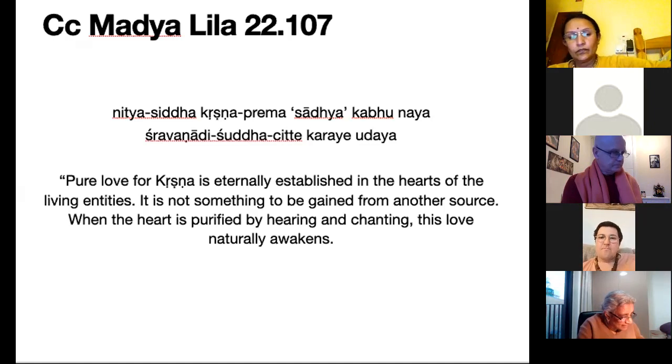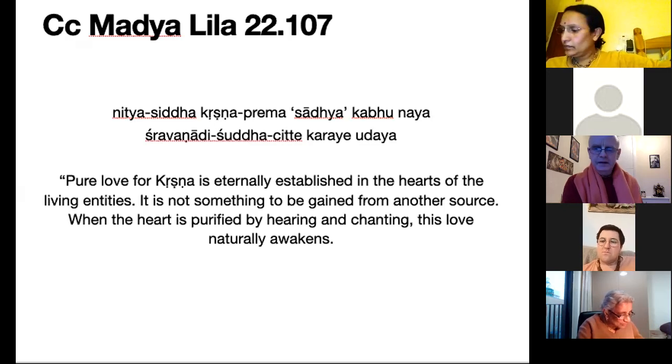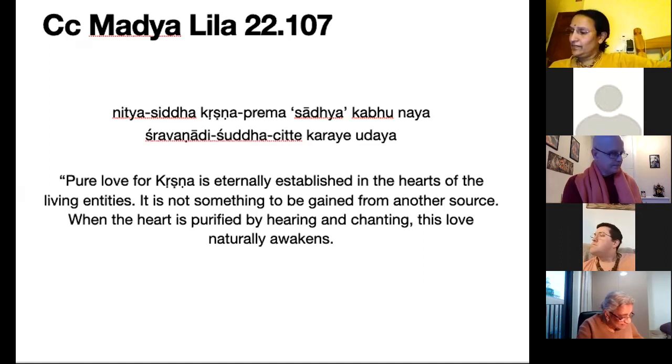To further understand how Bhava Bhakti manifests, appears of its own will, or awakens in the heart, it is instructive to review how authorities define Bhakti. Bhava. In his teaching to Sanatana Goswami, Sri Chaitanya Mahaprabhu has explained that Bhava is a constitutional part of every living entity. Nitya siddha Krishna prema sadhya kabhu naya, shravanadi shuddha chitte karaye udaya. Pure love of Krishna is eternally established in the hearts of the living entity. It is not something to be gained from another source. When the heart is purified by hearing and chanting, that love naturally awakens.